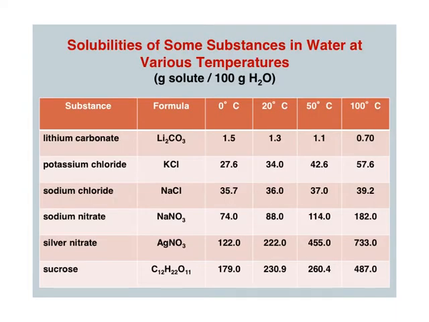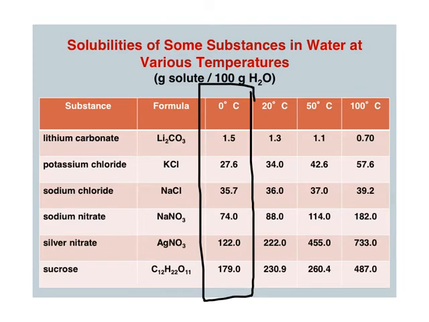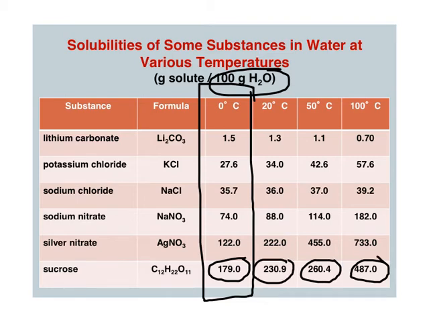Here's an example of solubilities. Look here at 0 degrees Celsius. We could put 1.5 grams of lithium carbonate into 100 grams of water. We could fit, look down at sucrose, almost 180 grams, and it would still dissolve at 0 degrees Celsius. That's pretty crazy, right? So these are all amounts of sugar or sucrose that we could put into water.